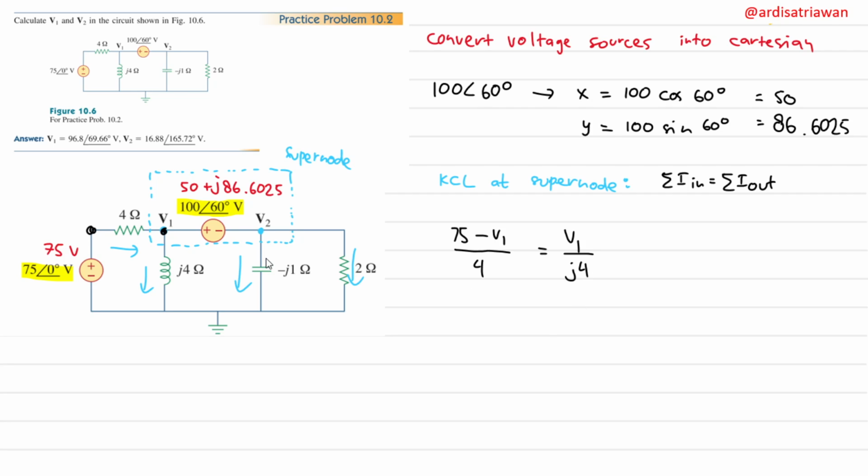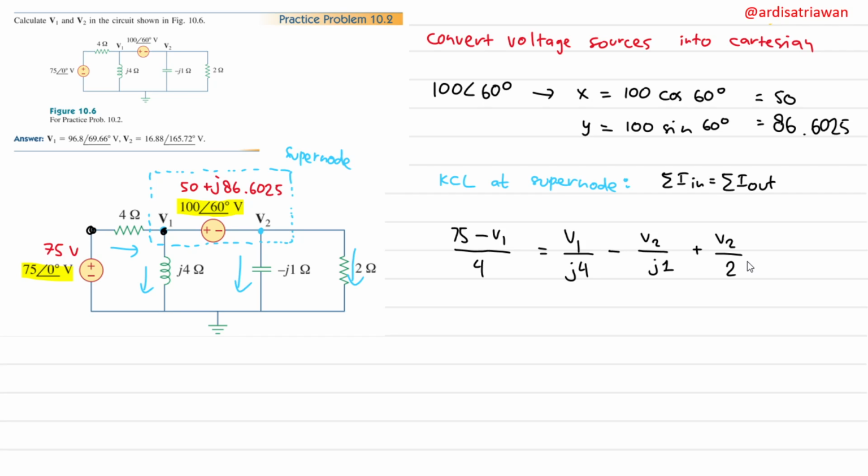Okay, now let's move on to this current here that passes through that capacitor, and that will be exactly V2 divided by the value of this capacitor, which is minus j1. Or we can just move this sign here. And the last one is that which passes through this resistor here, which is V2 over 2, right? We'll have V2 plus V over.